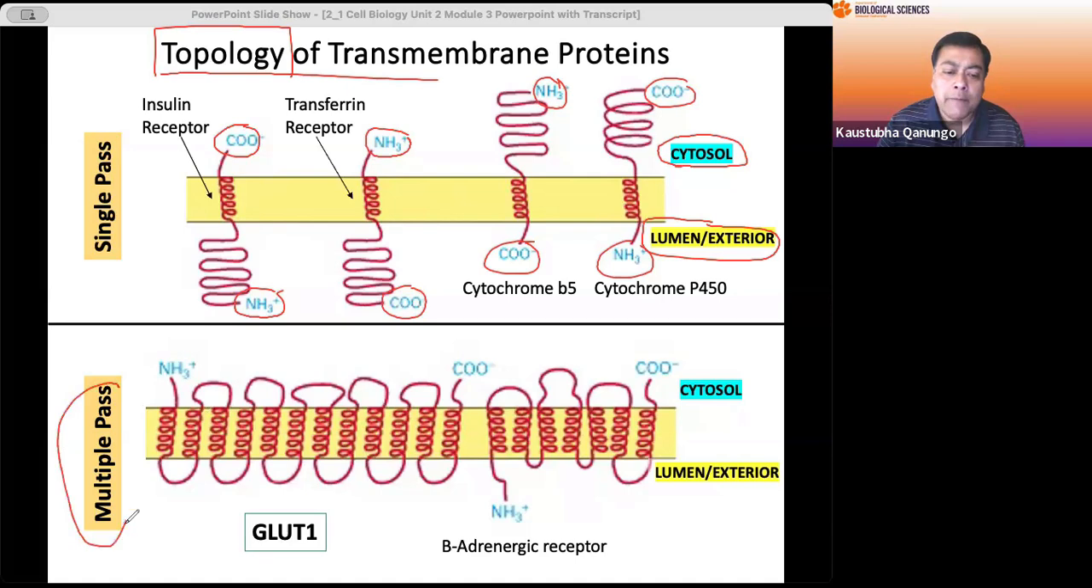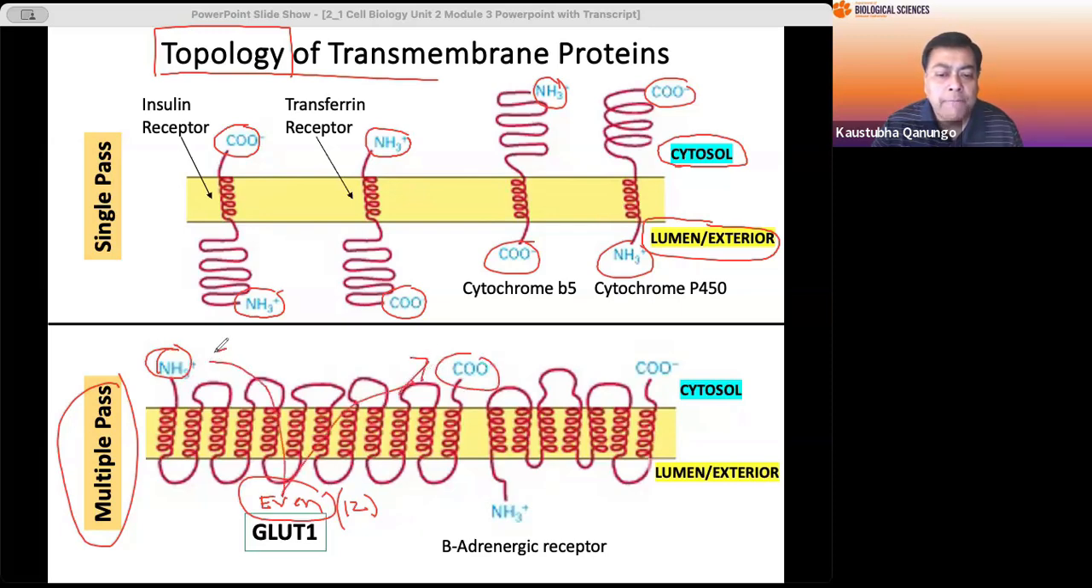On the other hand, you have another type, which is the multiple pass proteins. So the multiple pass proteins, essentially, that we were seeing, this is GLUT1. Just one thing you have to remember: if you have an even number of transmembrane passes. So if you just look at the GLUT1, it will be 12, right? 1, 2, 3, 4, 5, 6, 7, 8, 9, 10, 11, 12. So there are 12, an even number. There are many, many proteins like this. If it is an even number, then the N and the C termini will be on the same side.